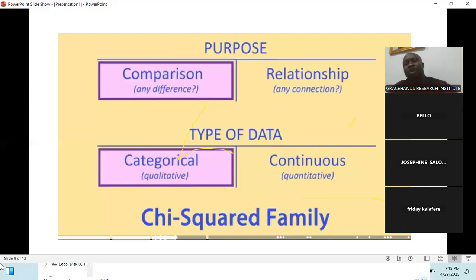Now, when you know this is the chi-square you want to use, the next thing is that the data that must be used must be categorical. You don't use continuous for chi-square. So if you know you want to use chi-square for your work, then formulate your questionnaire in a way that it will be categorical. All the variables that you want to use for the chi-square analysis, put them in categorical form. That's the type of data for chi-square. The purpose is comparison. The type of data is categorical.